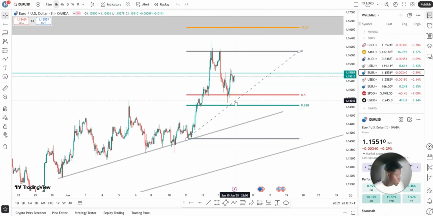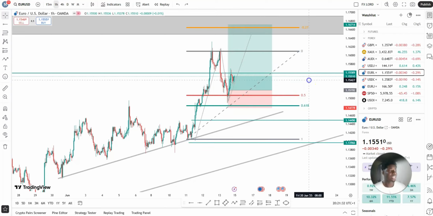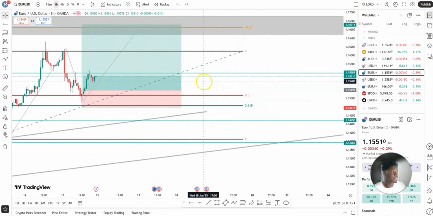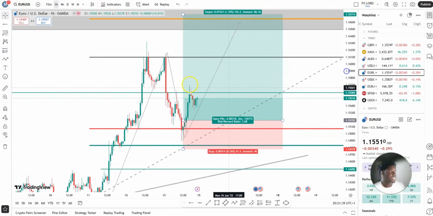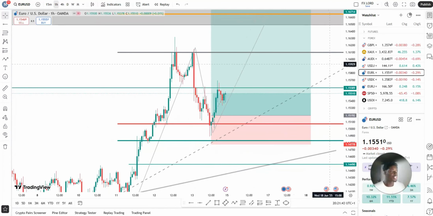That is what happened at this level. You can see when the market came into this level, it retraced back to the upside. That was why I got into this trade. So that is how to use the Fibonacci retracement tool.